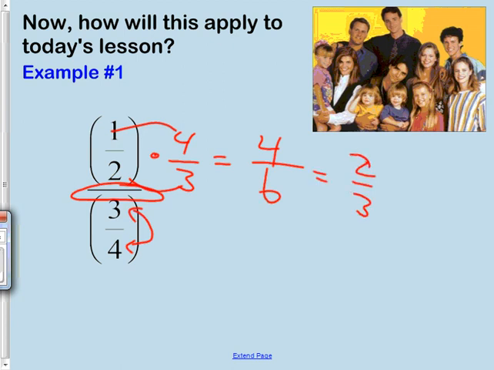Final answer, 2/3. Could I have done some canceling ahead of time? Probably. Oh, look at that, the 2 and the 4. The 4 could have factored into 2 and 2, and then this 2 and this 2 could have canceled, and I could have got 2/3 that way.